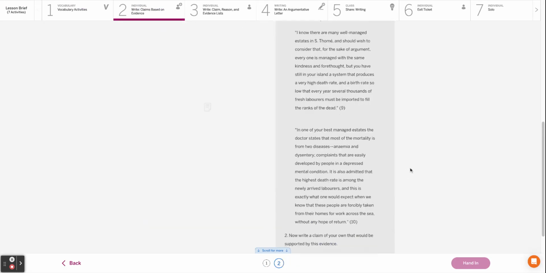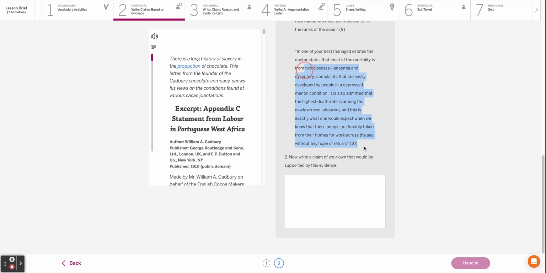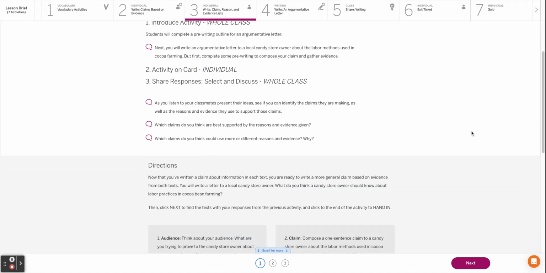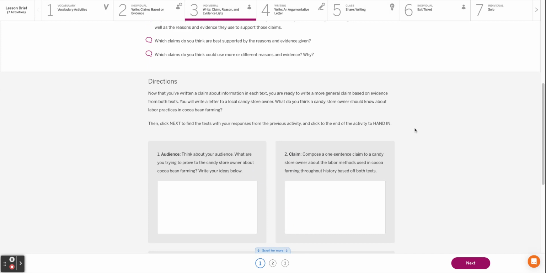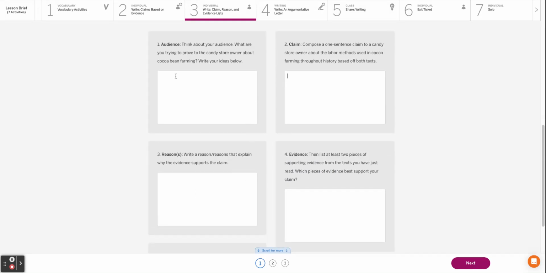And then when you go to the second part, you're going to do the same exercise, read these two pieces of evidence, and then add a claim that would be supported by the evidence. After that, you need to make sure you go back to your essay and you're going to take a look at the idea of your audience and your claim. So make sure that your audience is able to receive your claim, or another way to think about it is your claim is appropriate for your audience.